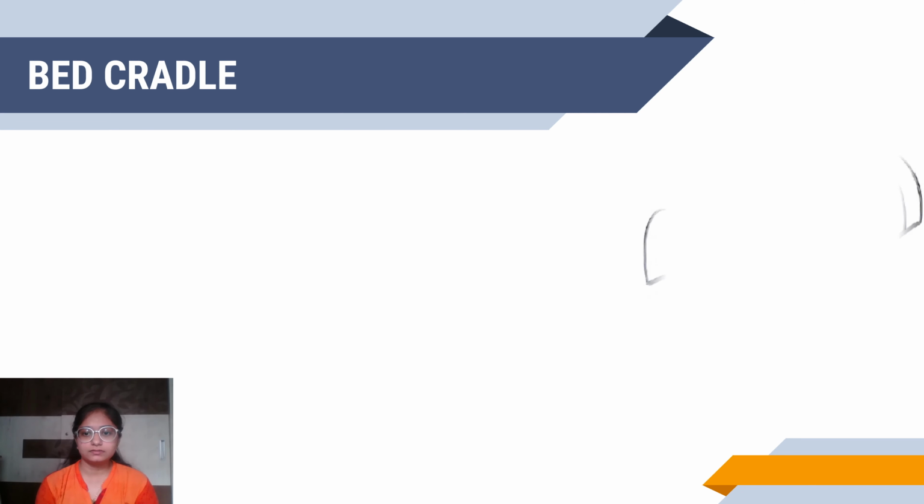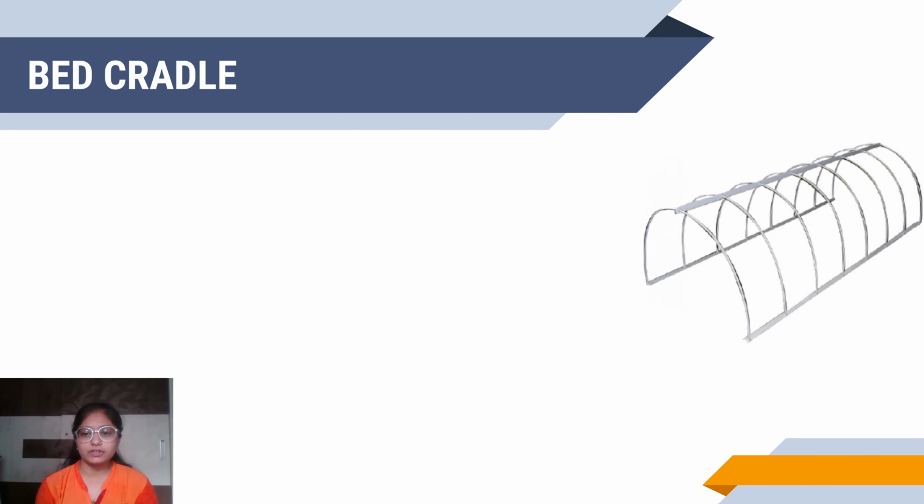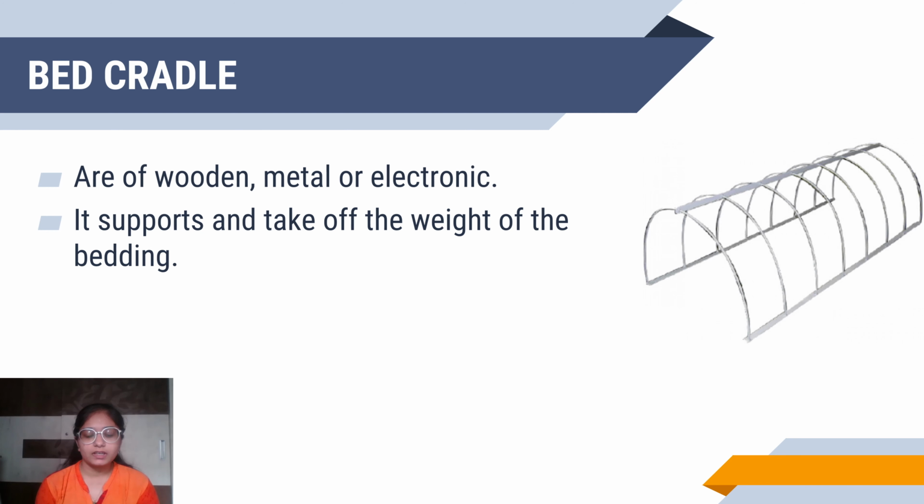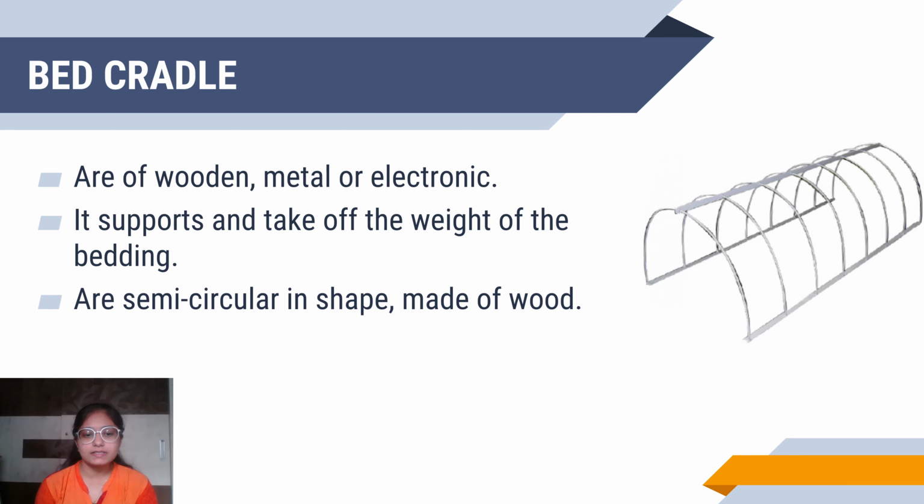Bed cradle. This is the picture of bed cradle. It is made up of wooden, metal or electronic material. It supports and takes off the weight of the bedding. They are semicircular in shape and made up of wood or metal.